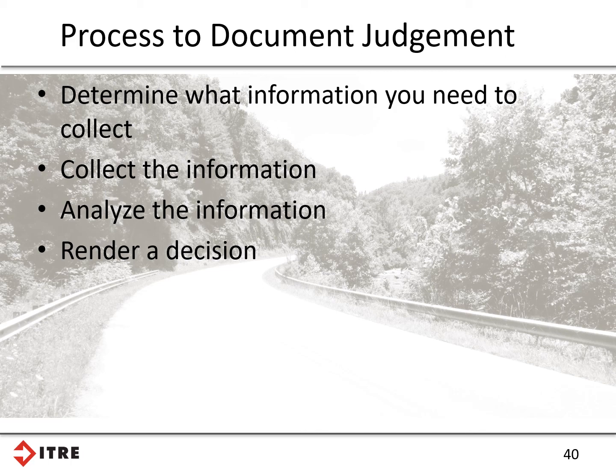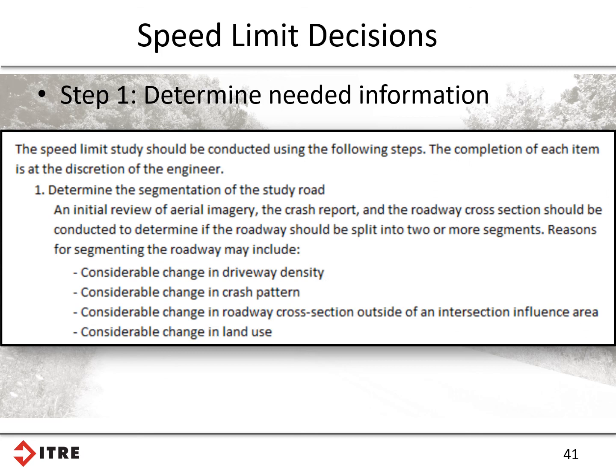So this process to document the judgment includes determining what information you need to collect. Even right at the beginning, part of the judgment says we need to decide what information we want to collect, then actually collecting that information, analyzing the information, and then deciding what speed limit is appropriate. Some of the information in the research project provides more detail. I'm just going to provide a snippet of each of these steps, but the full research study is available if you'd like to dig into that in more detail.